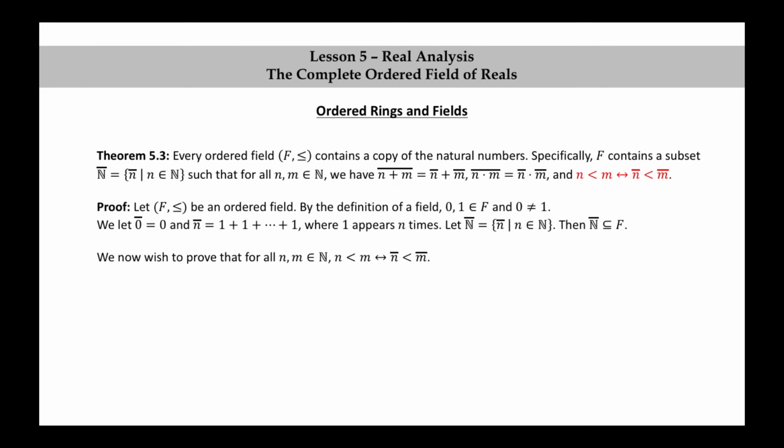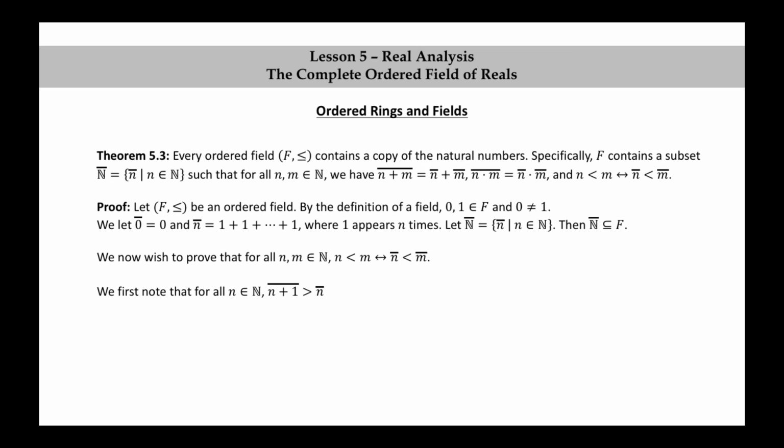Okay, now we want to show the last one. We want to prove that for all n and m in the set of natural numbers, n is less than m if and only if n bar is less than m bar. This is going to require a couple of steps.